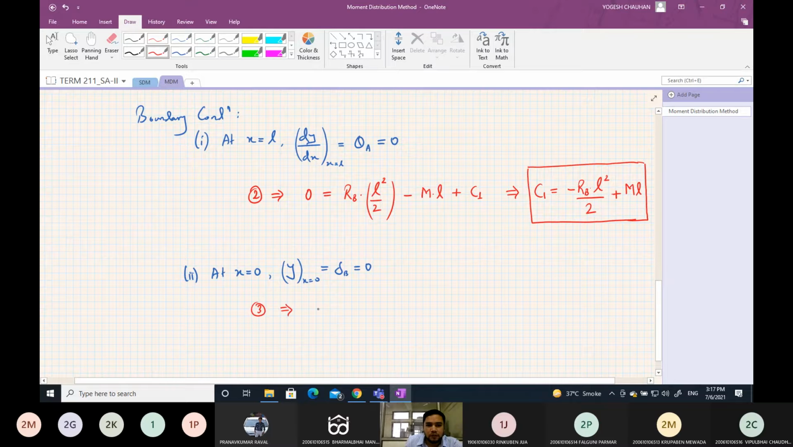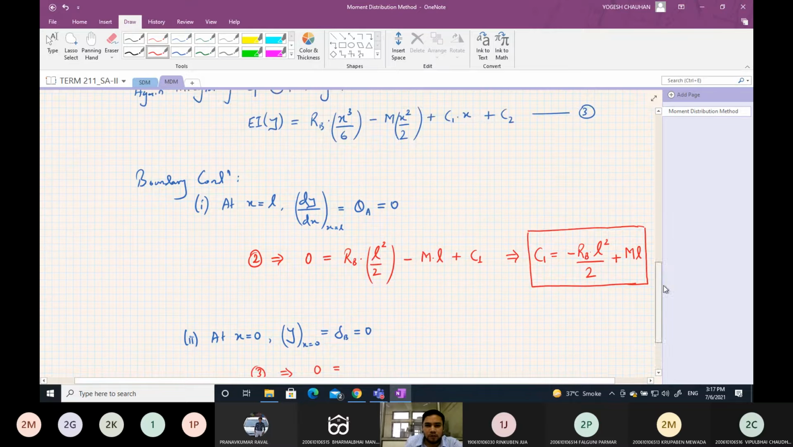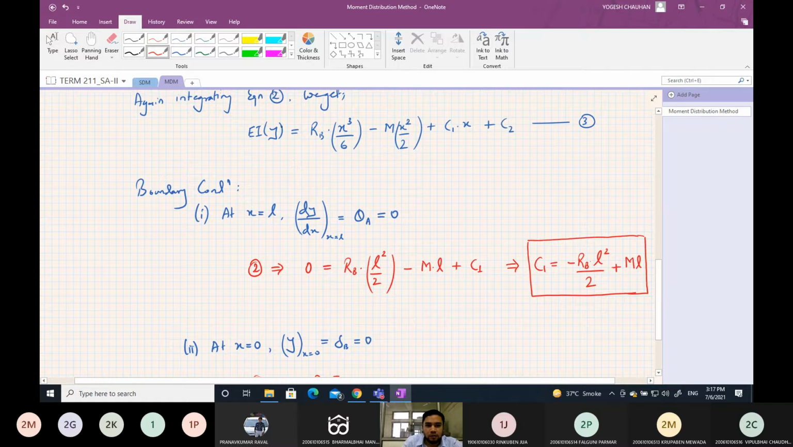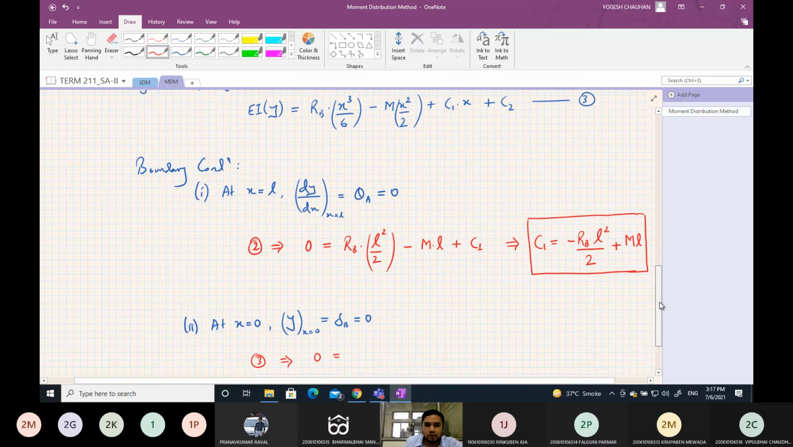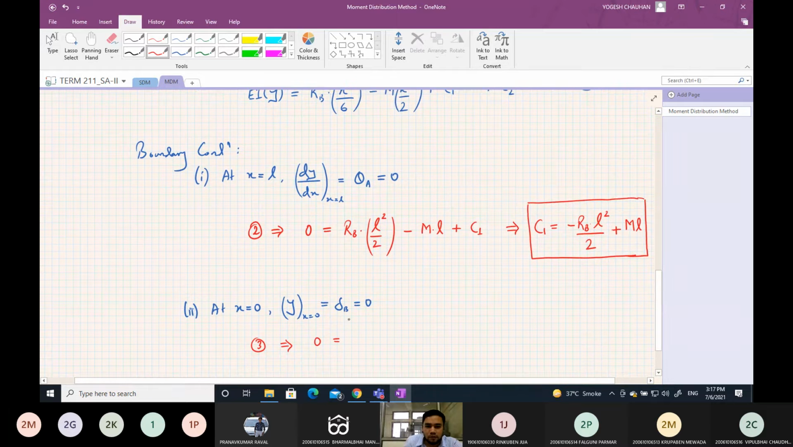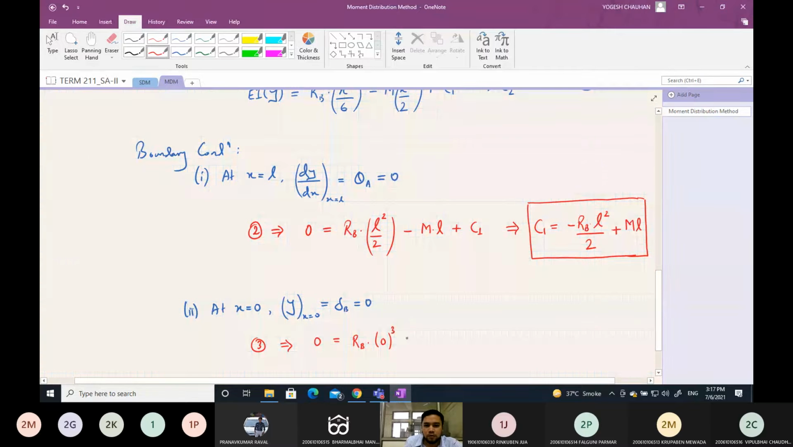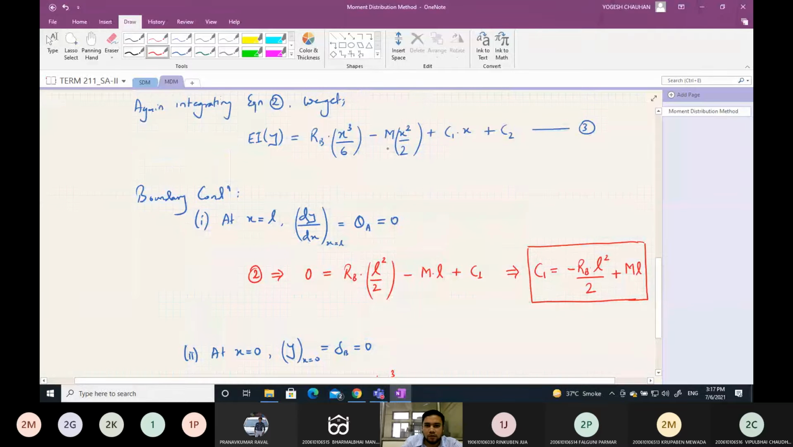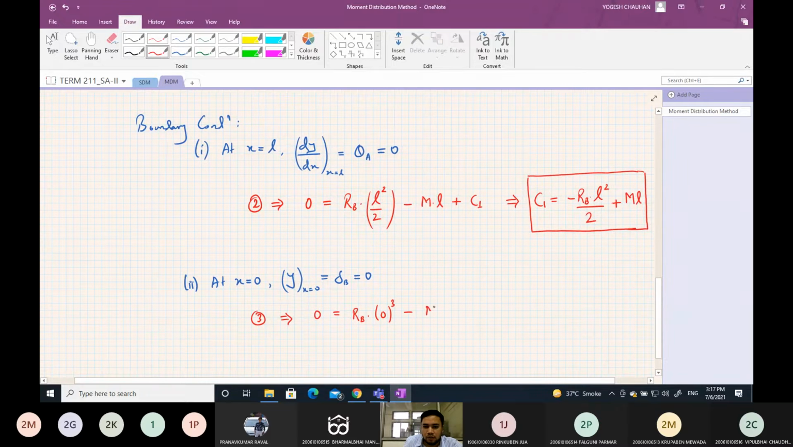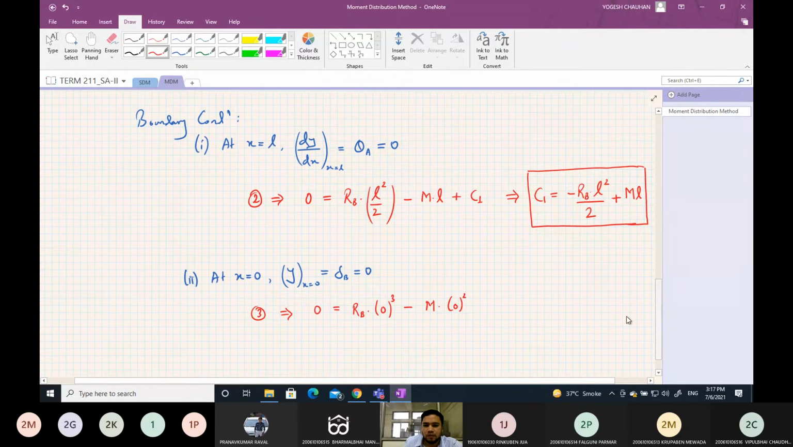So equation 3 implies 0, that is EI into y, this term will be 0, equals to RB times 0 cube minus M into 0 square plus C1 into 0 plus C2. So this implies C2 is equal to 0.